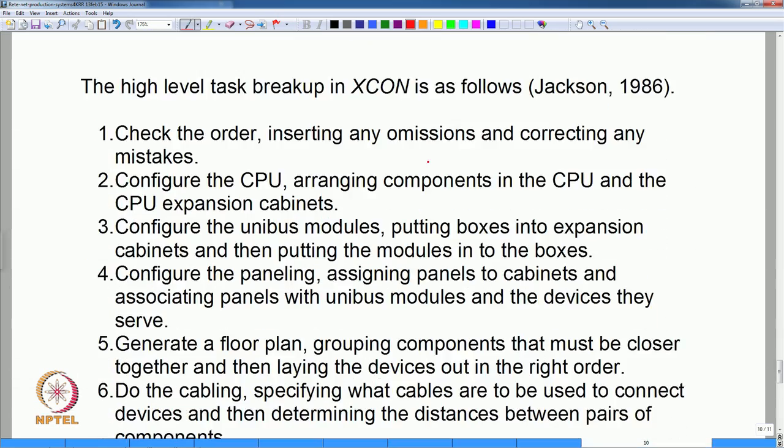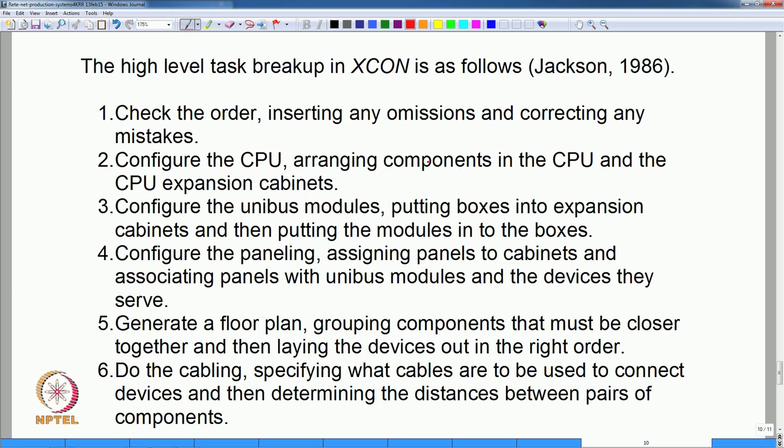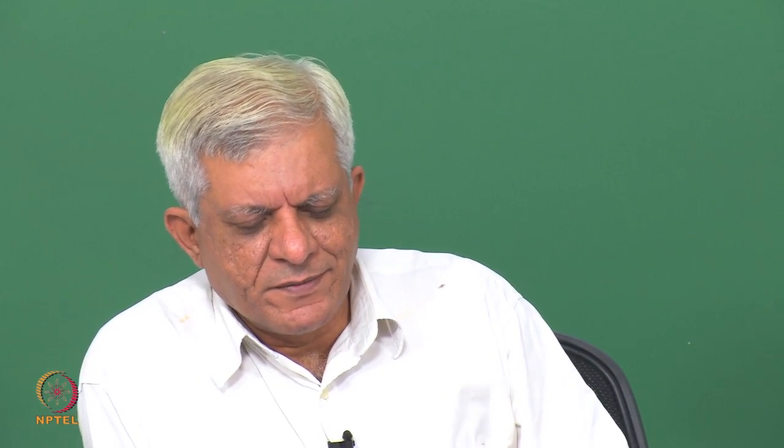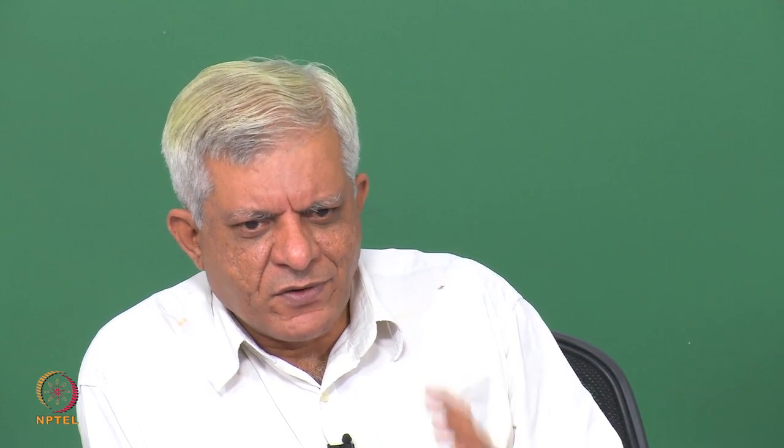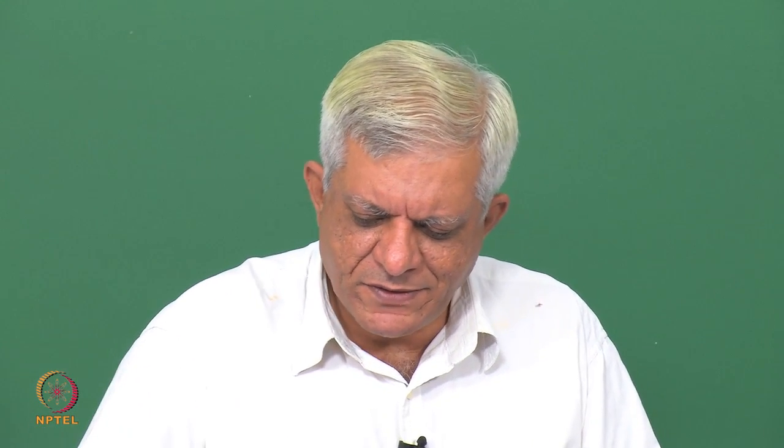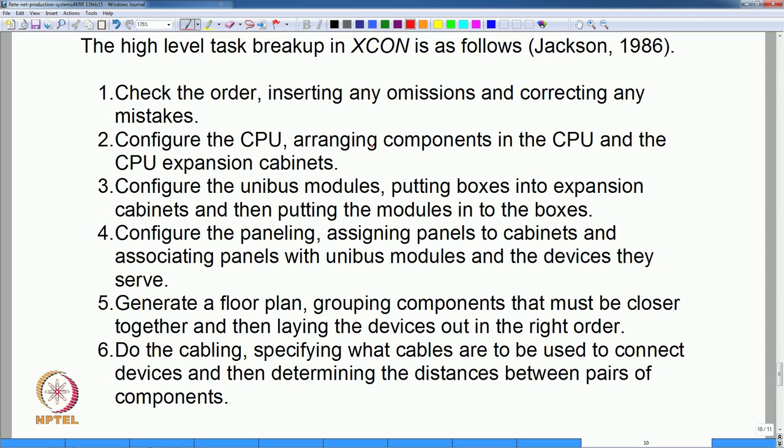So, the high level task breakup. Even that follows an algorithm at a certain level of detail. And we saw that the algorithm is controlled by deciding what is the context and things like that. So, the high level task breakup for XCON is as follows, that you check the order first, inserting any omissions and correcting for any mistakes, configure the CPU, arranging components in the CPU and the CPU expansion cabinets, configure the Unibus modules, putting boxes into expansion, this thing.